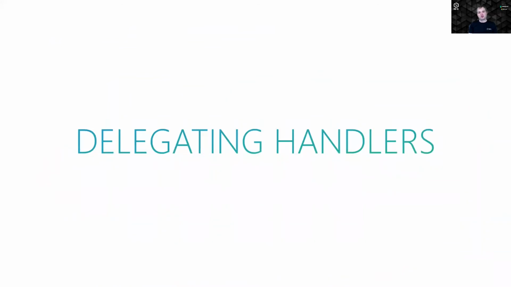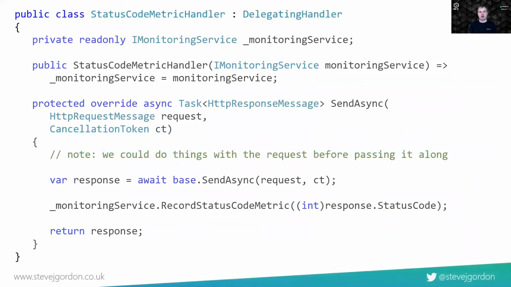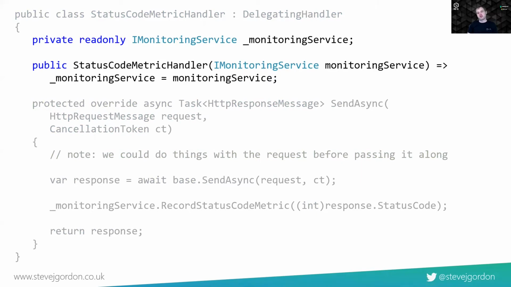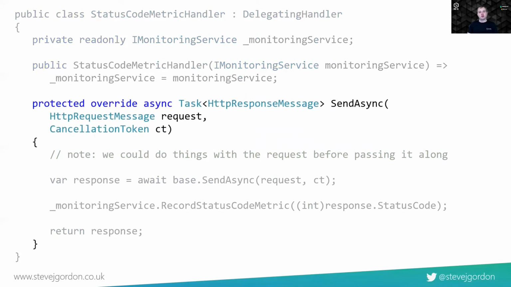Now, to create a handler is pretty simple. We create a class that derives from the DelegatingHandler base class, and we're going to implement one key method there. But we can also, if we're using IHttpClientFactory, use injected services as well. So here I'm injecting an IMonitoringService that we'll use in a moment. To actually implement this, what we need to do is override the SendAsync method. And this is what gets called as the handler chain gets executed.